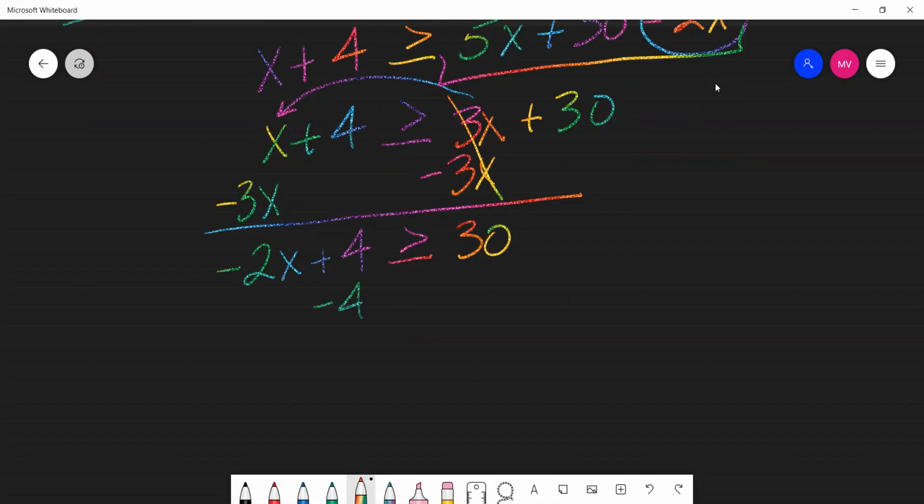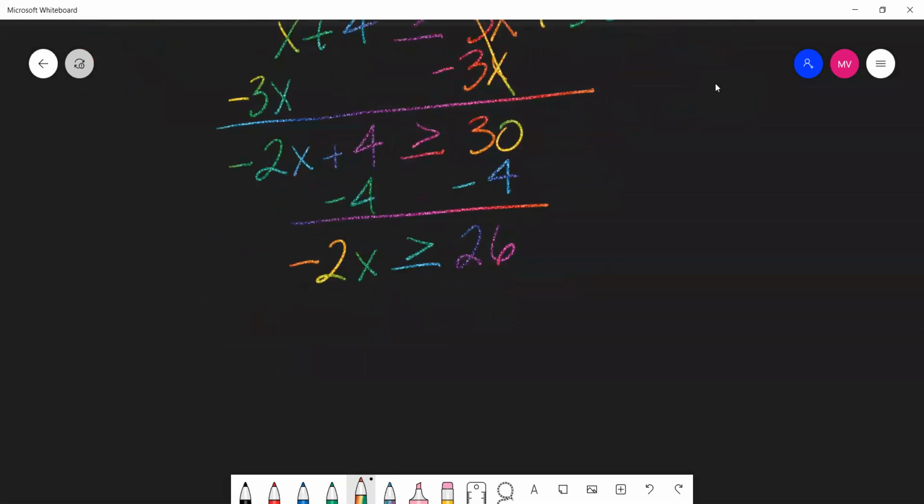Subtract 4 from both sides. And we're left with -2x is greater than or equal to 13. No, yes, no, wait. 26, because then you divide that by -2 and it's -13. Okay, I was going to let somebody else do that, but good job. Okay, yeah, that's okay. We'll roll with it.